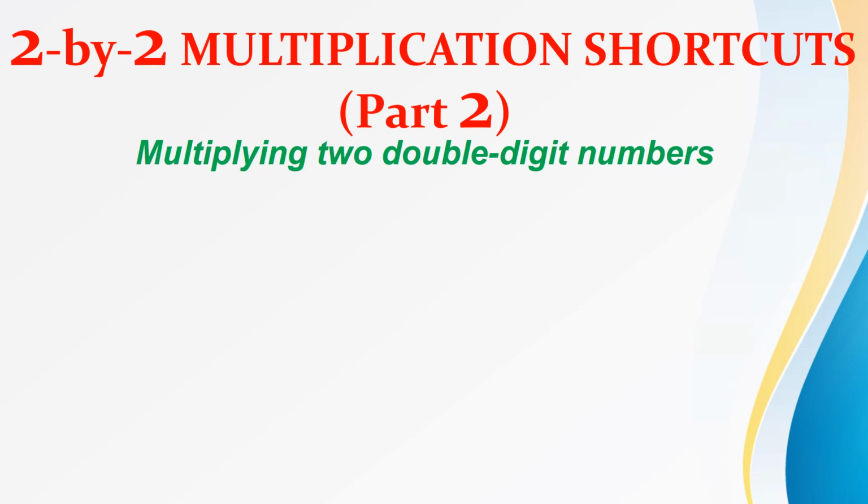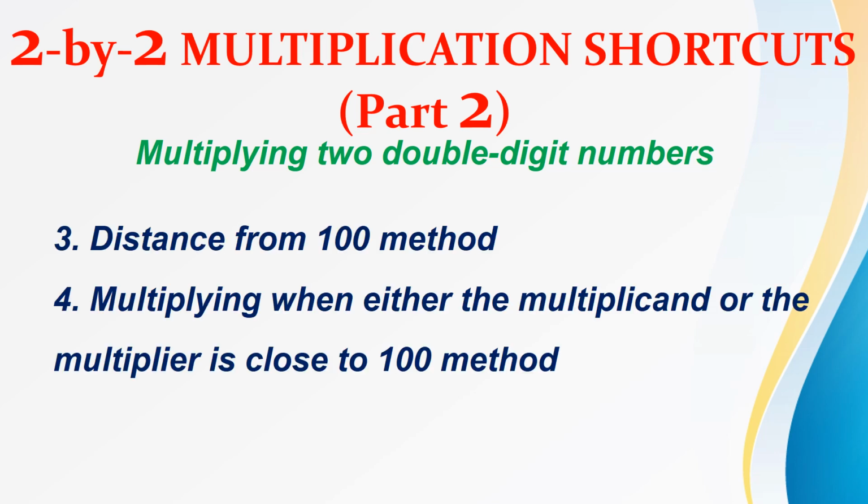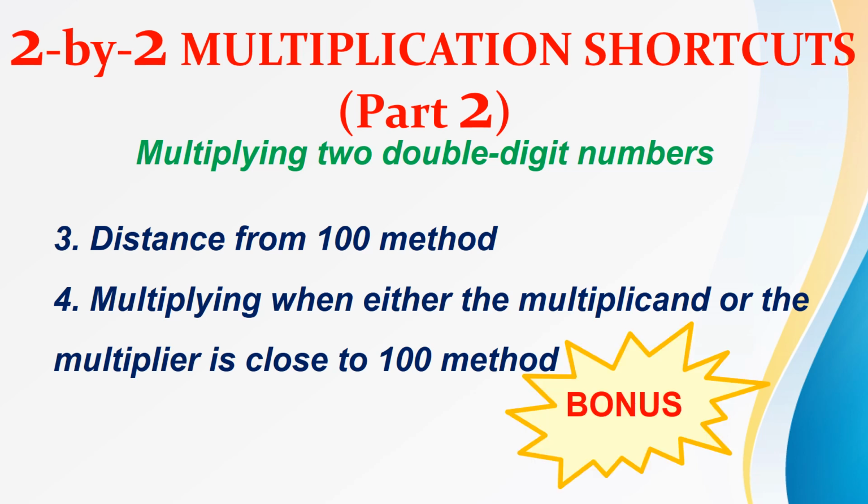Today, in part 2 of 2 by 2 multiplication shortcuts, we will discuss the remaining two tricks, that is the distance from 100 method and the method for multiplying when the multiplicand or the multiplier is close to 100. And oh yes, I have a bonus for you at the end of the video. So keep watching this video till the end.